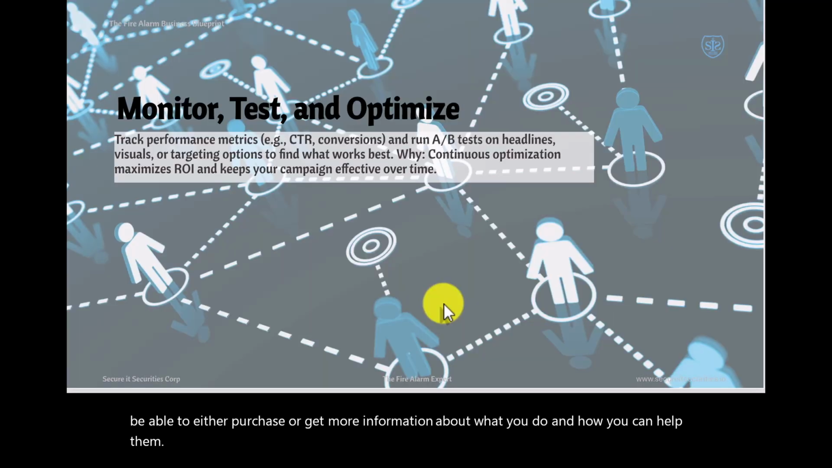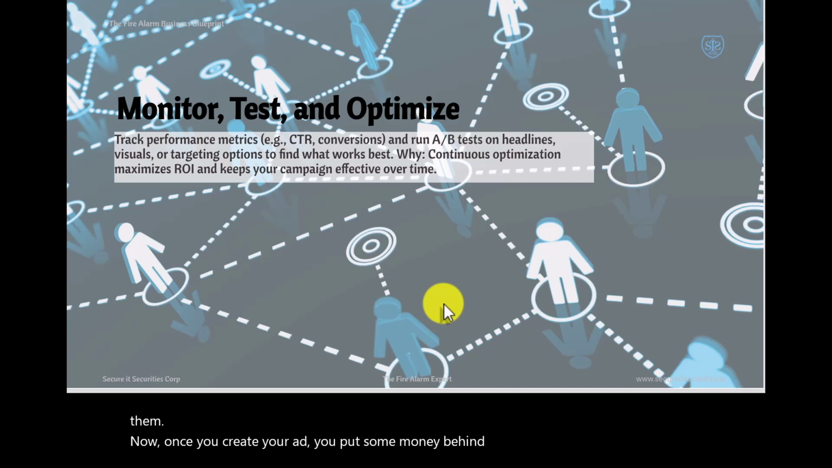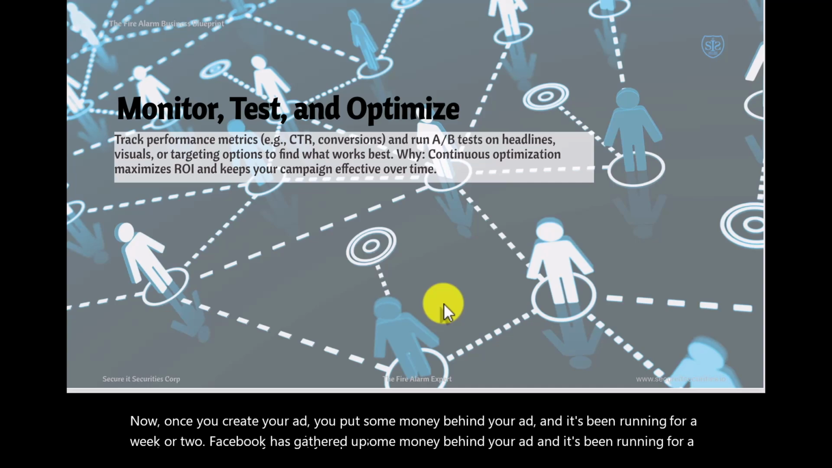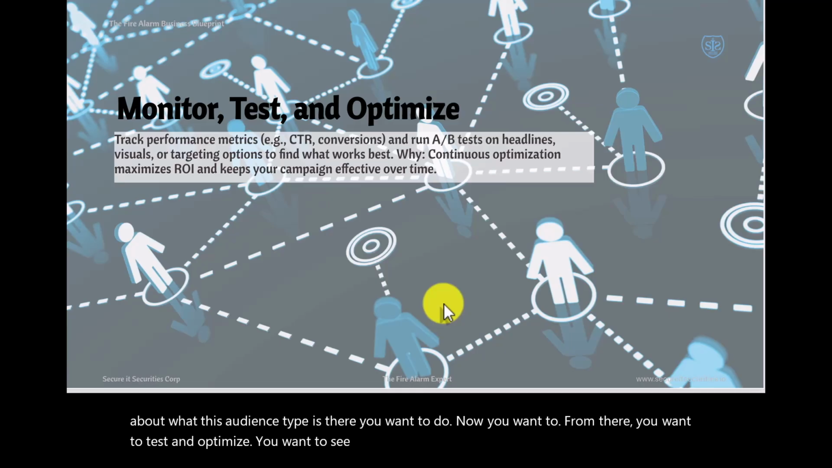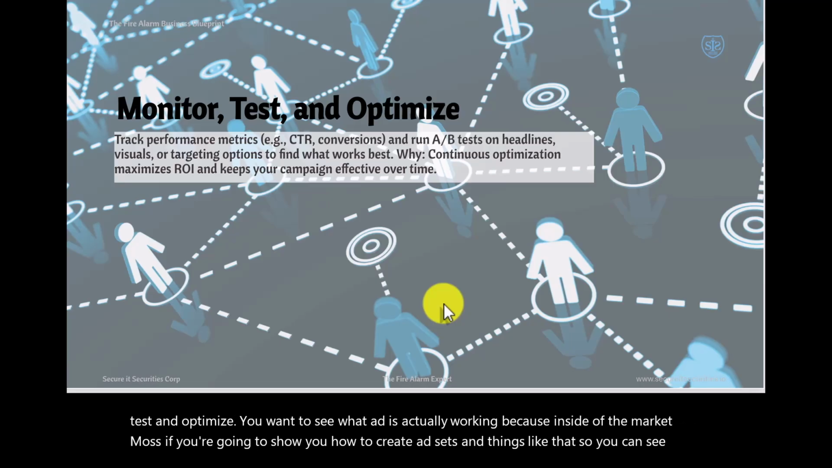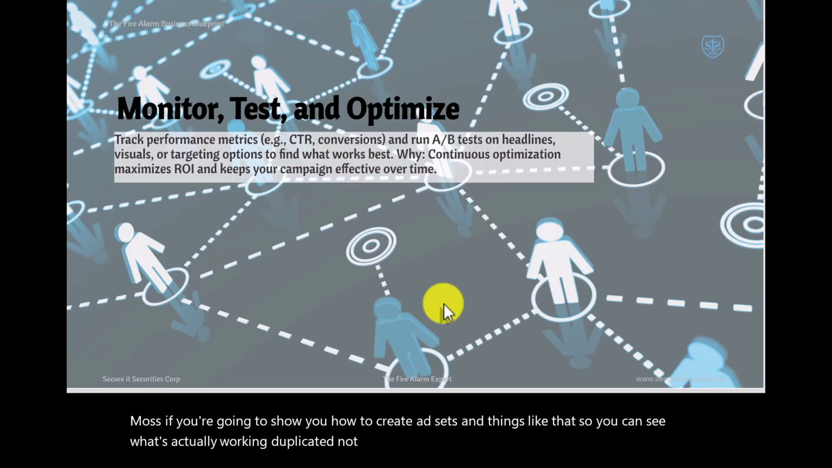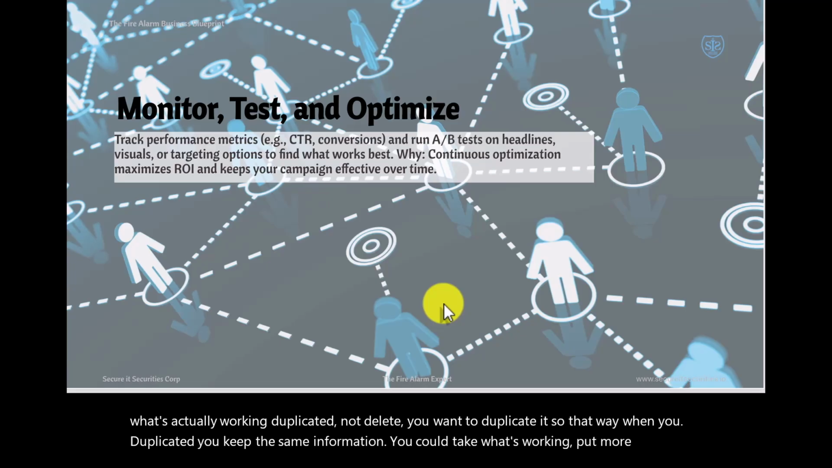Now, once you create your ad, put some money behind it, and it's been running for a week or two, Facebook has gathered some information about what this audience type is. From there, you want to test and optimize. You want to see which ad is actually working, because inside of the Market Monster, we're going to show you how to create ad sets so you can see what's working. Duplicate it, don't delete it. When you duplicate it, you keep the same information, and you can take what's working, put more money behind it, and repeat the process.